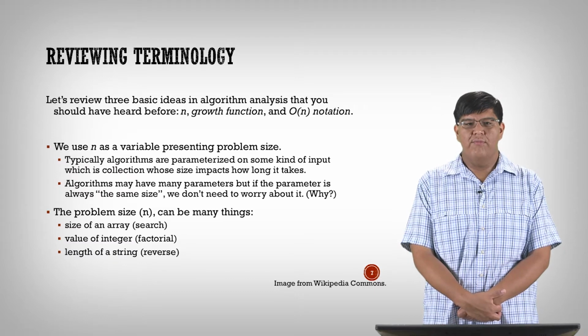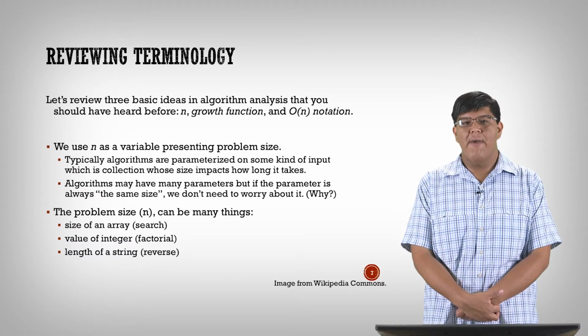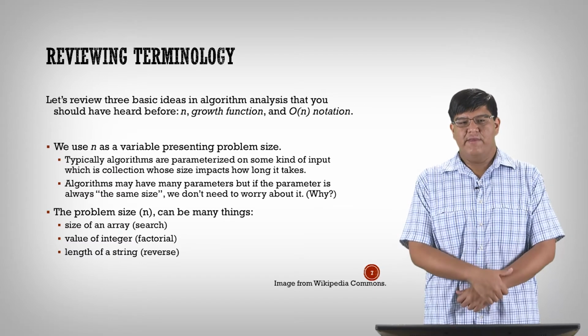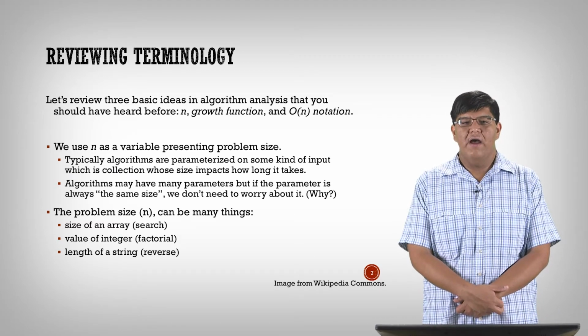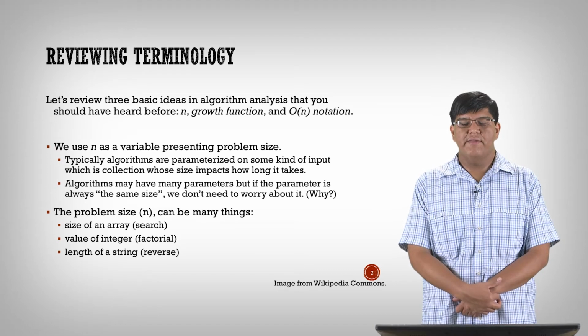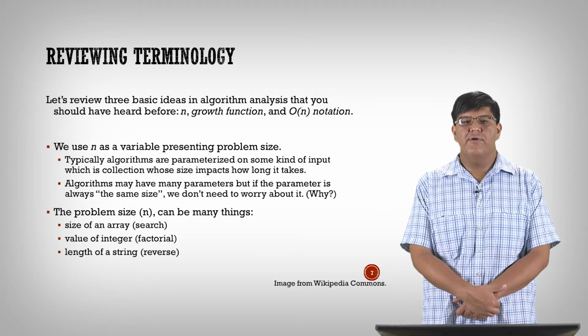Sometimes if you take in more than one collection, you'll say maybe you have m and n. That depends on the size of two things. So n can vary in a lot of different ways. We've just talked about collection size. Maybe that's something like sorting.